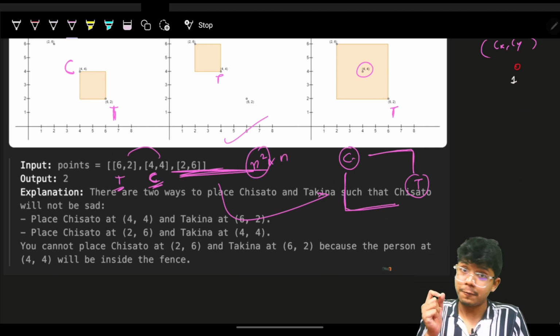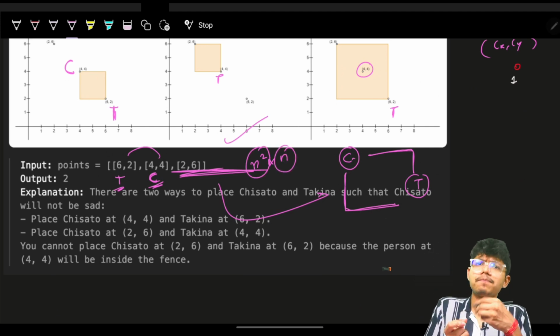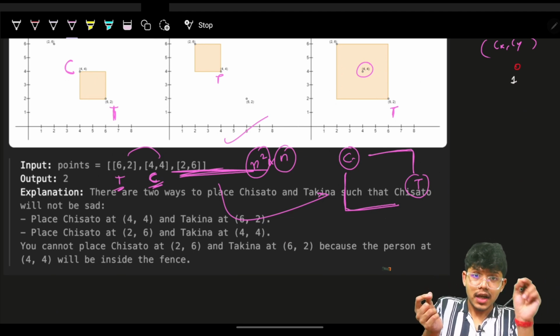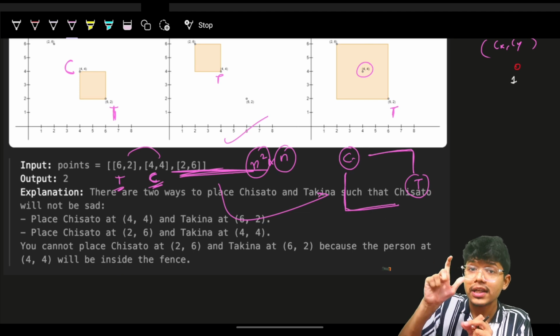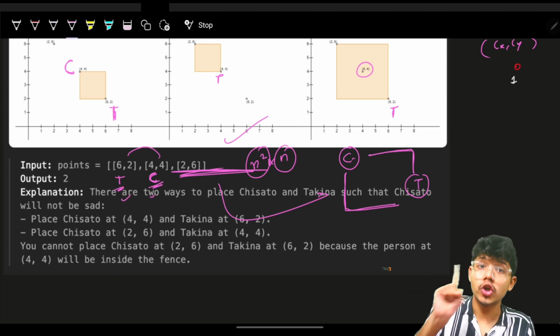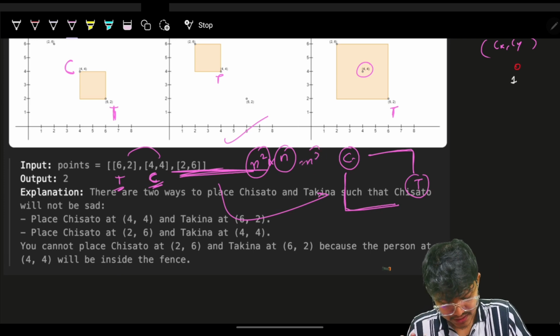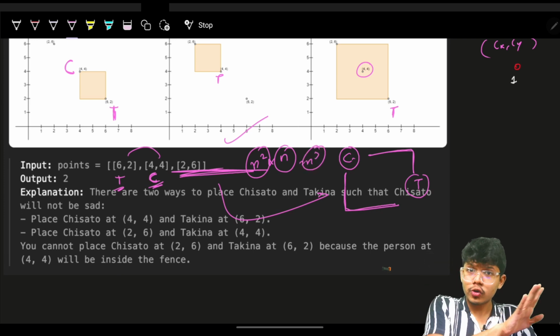N square is the number of pairs, and n is simply checking if all the other points are actually lying inside my box made by the C and T pair or not. Right? So n cube. You might say, okay Aryan, this is an n cube algorithm. We'll see how to solve this n cube also.